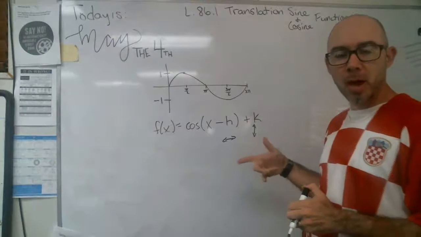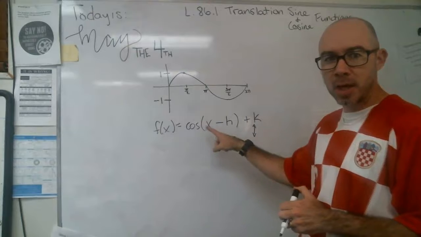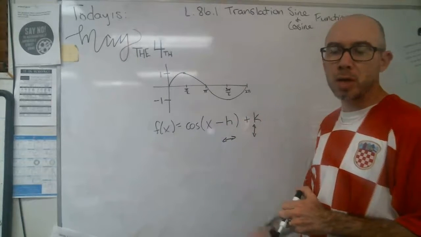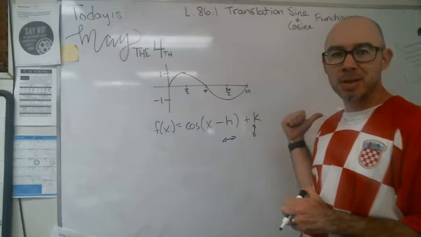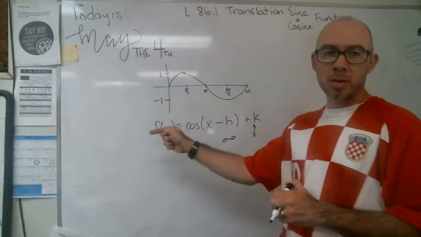Now also remember how with parabolas the form was the same thing here. x was always x minus something. So if this says x minus 2 in there, that means I'm going to go 2 to the right. And if it says x minus negative 2 or x plus 2, that's going to move us to the left.